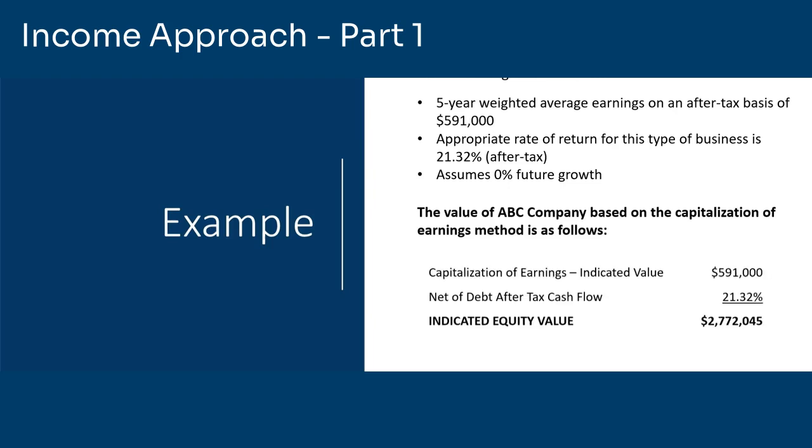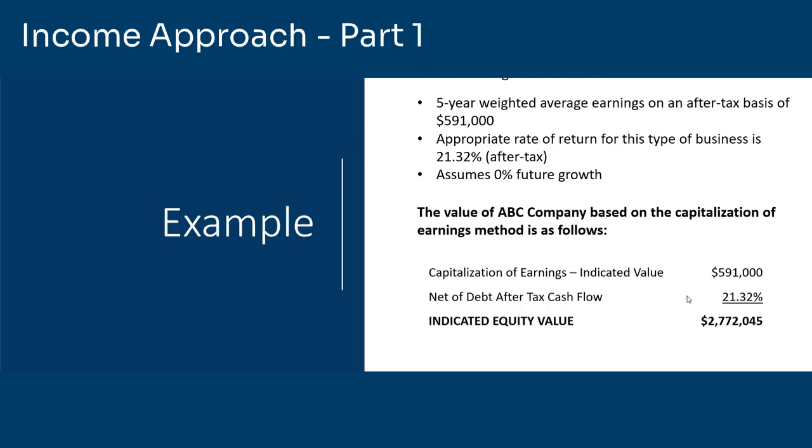In this particular case, how we went about the math was the capitalization of earnings, the indicated value. Again, the 5-year average on an after-tax basis was $591,000. And then we took that appropriate rate of return for this particular business, which was 21.32%, and you use that to divide into the 591,000. And you come up with an indication of value of roughly $2,772,000 for this particular manufacturing business. The math is fairly straightforward.